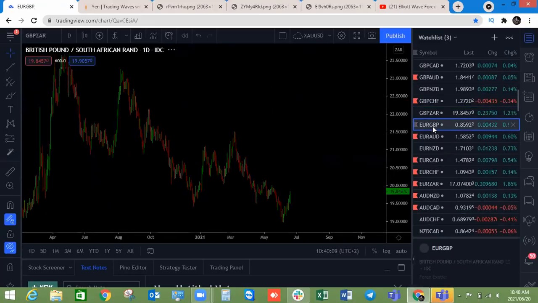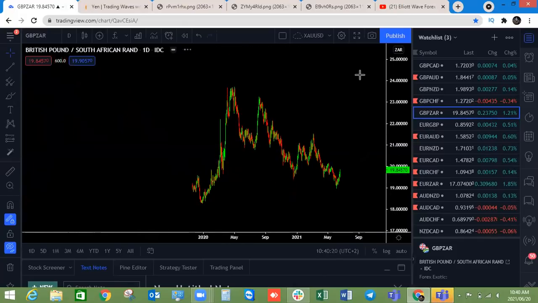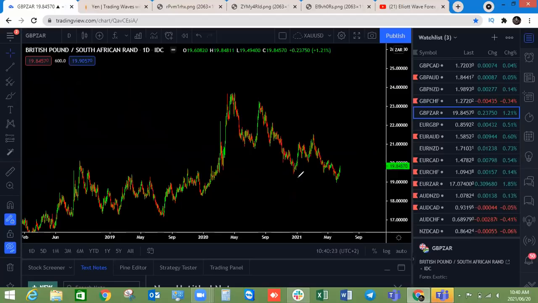Let's look at Euro Pound. Before we look at Euro Pound, look at how clear the Pound ZAR structure is. We don't usually cover this because we just cover the US dollar ZAR, but this should go and retest the 21.22 level on a pound against the US dollar ZAR. So that's what we're going to be looking at there.